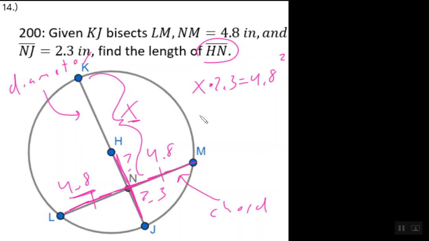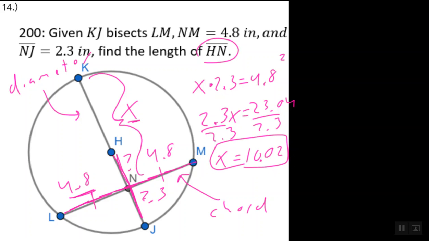Now what's 2.3 times X? Well, 2.3 times X is just 2.3X, and that is equal to 4.8 squared. For this one I'll have to get my calculator. And if you're more comfortable just writing it 4.8 times 4.8, that's fine as well. So 4.8 times 4.8 will give us 23.04. And we divide both sides by 2.3, and we're going to get X is equal to 10.02. Okay, so X is equal to 10.02.